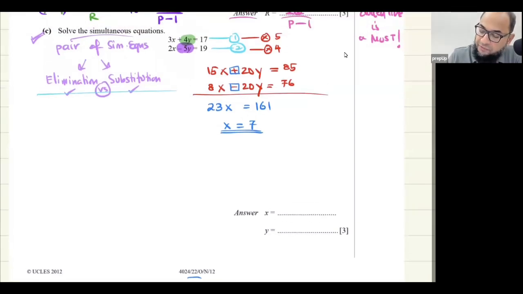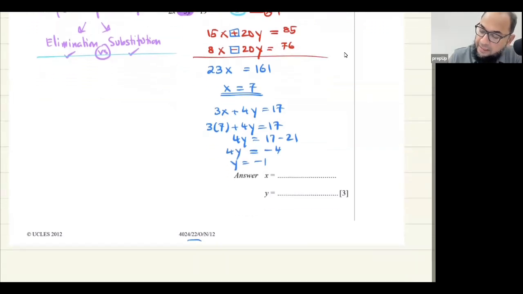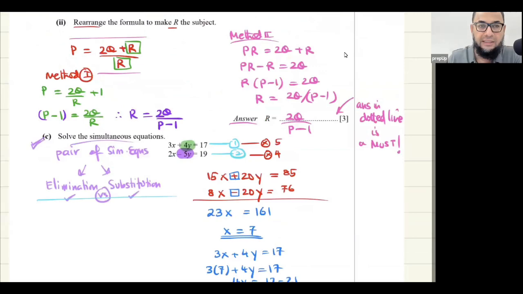And substitute in one of the equations, 3x plus 4y is equal to 17. 3 into 7 plus 4y is equal to 17. 4y is 17 minus 21, that is negative 4. Therefore, y comes out to be negative 1. So x comes out to be 7, y comes out to be negative 1. So that is the working that we have done.